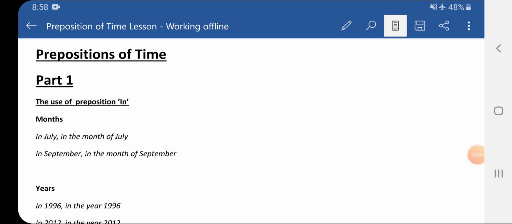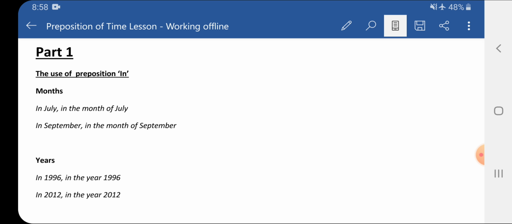Alright, let's start prepositions part 1. This is preposition of time, and we're going to do preposition of place after that. Today we're going to stick with preposition of time, and it's part 1. We have 2 parts under preposition of time.